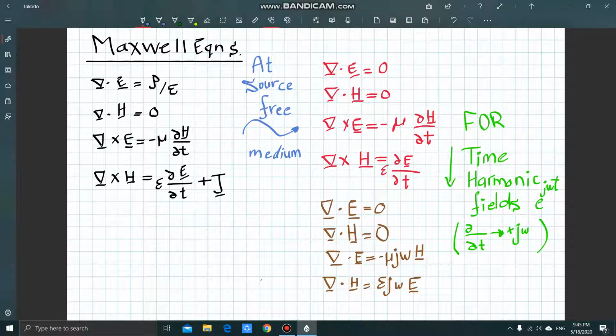Welcome everybody. Today we will start explaining Maxwell equations, and we will move step by step until we reach how to get the equations of the wave moving in a rectangular waveguide.